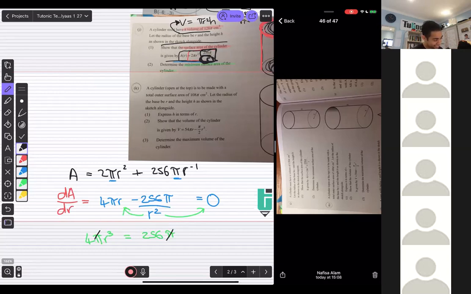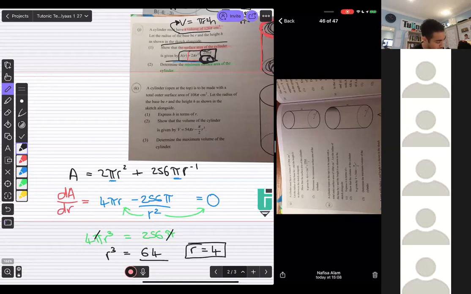128 divided by 2 is 64. 256 divided by 4 is 64. So r cubed is 64. And what's the cube root of 64? 4.